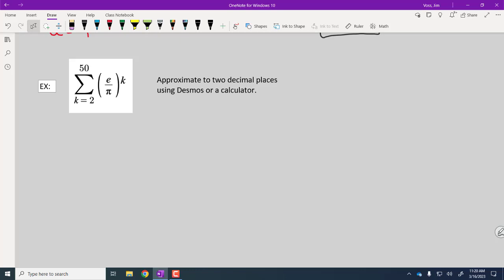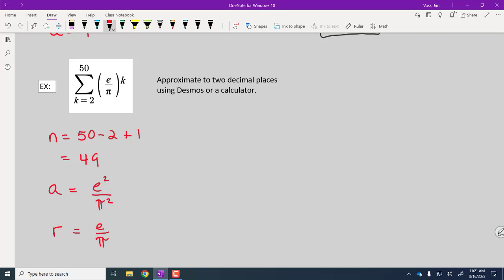How many terms do we have? 49, so 50 minus 2 plus 1. 49 terms. We will not write out all these terms. How about the a value? E over pi squared. Yep. So e over pi squared, we could write it as e squared over pi squared. And how about our common ratio? E over pi.